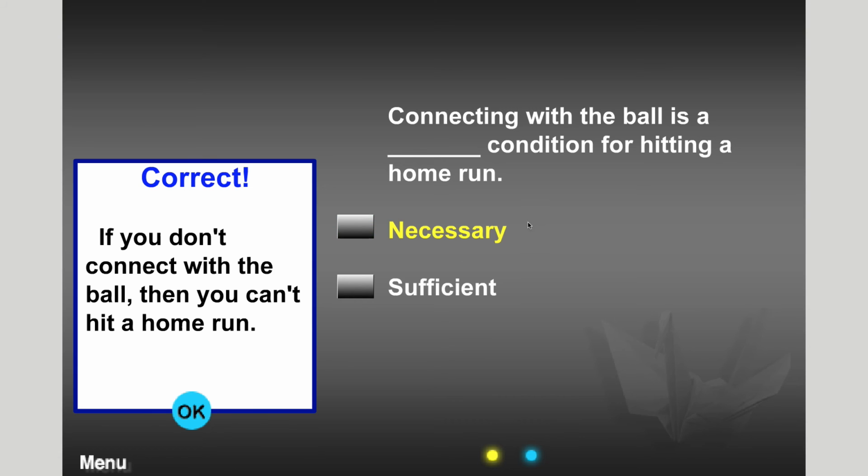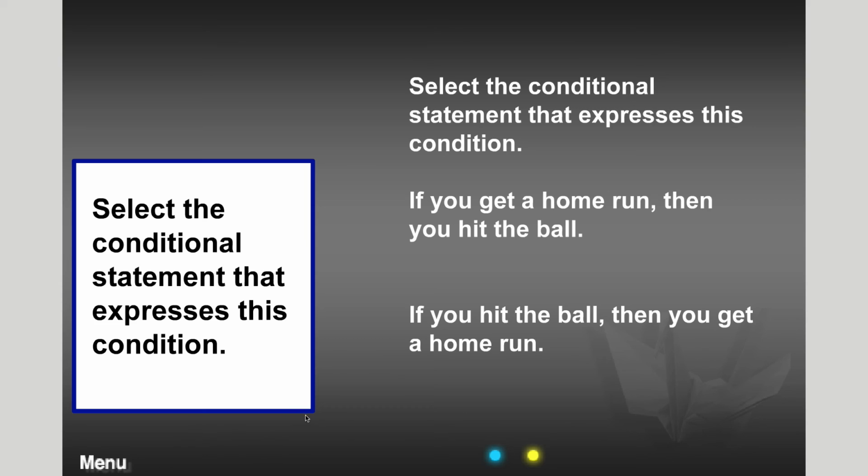Now, of course, with it being a necessary condition, we recognize there might be other conditions needed. You need to hit it on the right place in the bat, and so on, right? Sufficient says that's all that's needed. Necessary condition is just one of the things that's needed for that to occur.